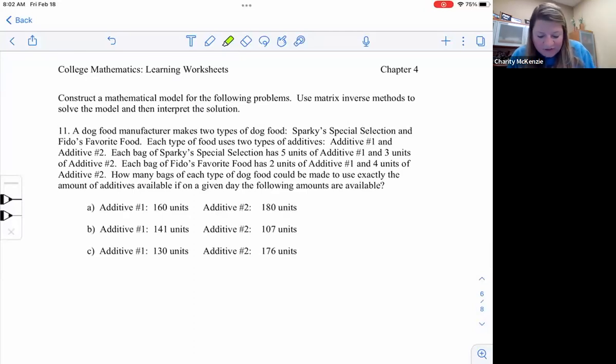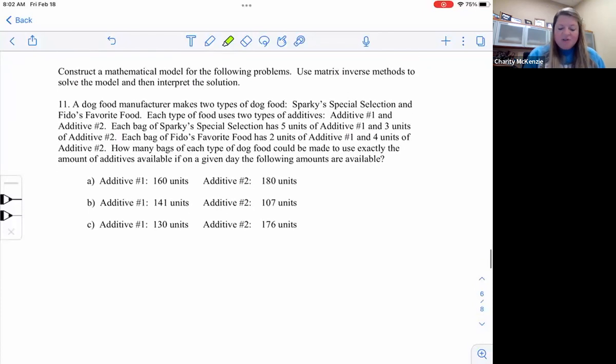Use matrix inverse method to solve this. So you're going to have problems like this in my class, and you're going to have like 3 methods, I think, to solve them. You have to read the directions for the exam too, because you'll have to use the specific method it asks you.